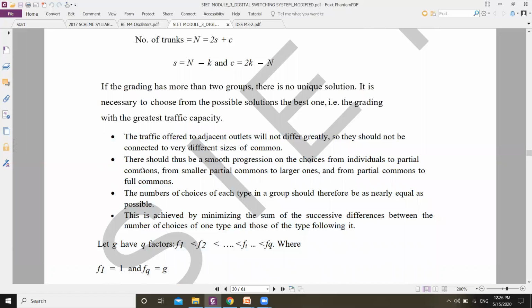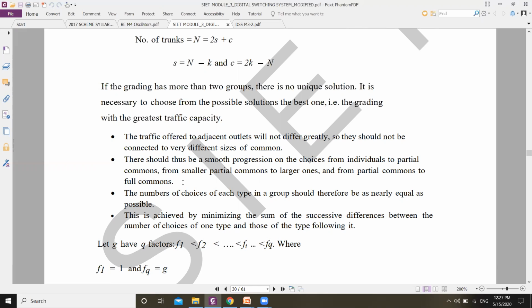Next, there should thus be a smooth progression in the choices from individuals to partial commons, from smaller partial commons to the larger ones, and from the partial commons to the full commons. Care must be taken for the progression of the traffic from individual to partial commons to large commons, and from partial commons to even full commons as well. There should be a smooth progression. There should not be any haphazard progression of traffic so that we lose any of the calls.